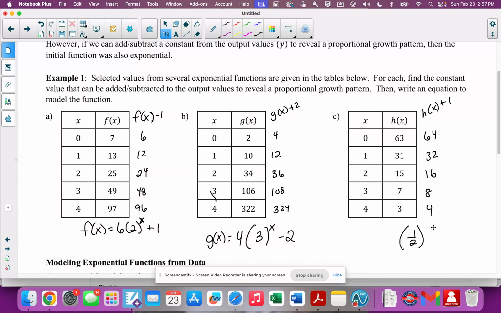Okay, so here's the question then. My first term is 64, right? So if I had to add 1 to find the pattern, that means the original one had a -1. I hope you caught that. But that's how it works as far as writing those.